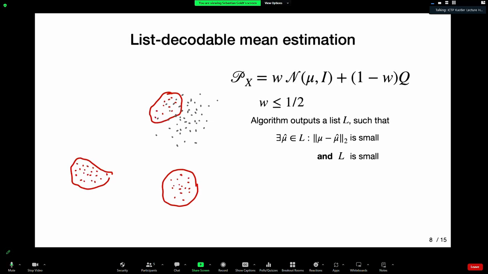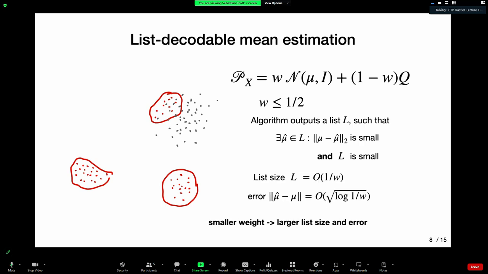Okay, a very closely related problem which is well studied is called list decodable mean estimation. In this problem, you don't have a mixture, you just have one component and an outlier part. Importantly, this is a Gaussian component with mean mu, and it has weight less than 1/2. So again, in this minority of inlier setting, you need to output a larger list. This is well studied, so it is understood that the list size can and needs to be of order 1 over w, where w is the weight of the component, and the error also scales like the square root of log 1 over w. The square root log just comes from the fact that it's a Gaussian. I can comment on it later.